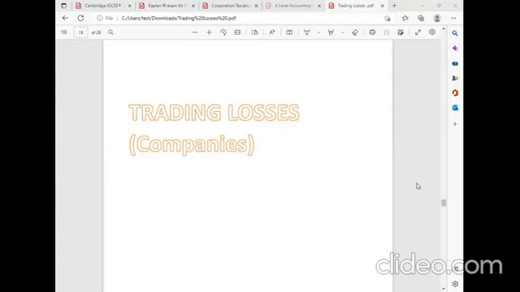Companies don't have tax here. They are taxable as per their TTP, and TTP is based on their accounting year, accounting period, and 19% is fixed. So there is no basis period for companies. For individuals, we have an opening year, an ongoing year, and a last year. That's why in individual trading losses, it took a lot of time to complete the topic.